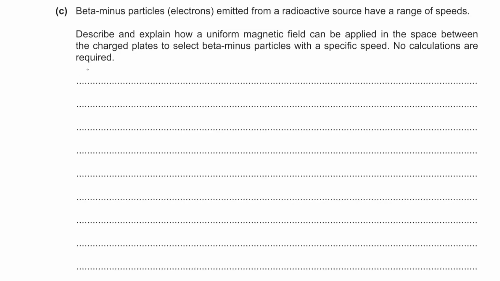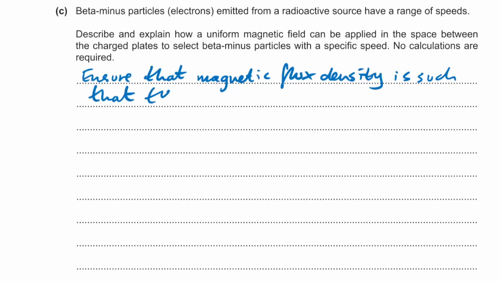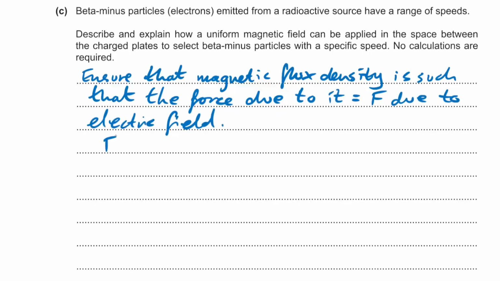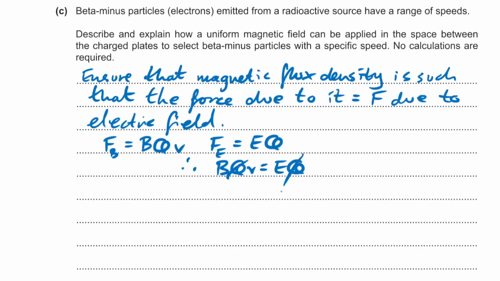So therefore we can ensure that magnetic field strength or magnetic flux density is such that the force due to it equals force due to electric field. So of course we know that FB is equal to BQV. We know that electric field force is equal to EQ. So therefore, if BQV is equal to EQ, then they cancel, and therefore velocity is equal to electric field strength over magnetic flux density.